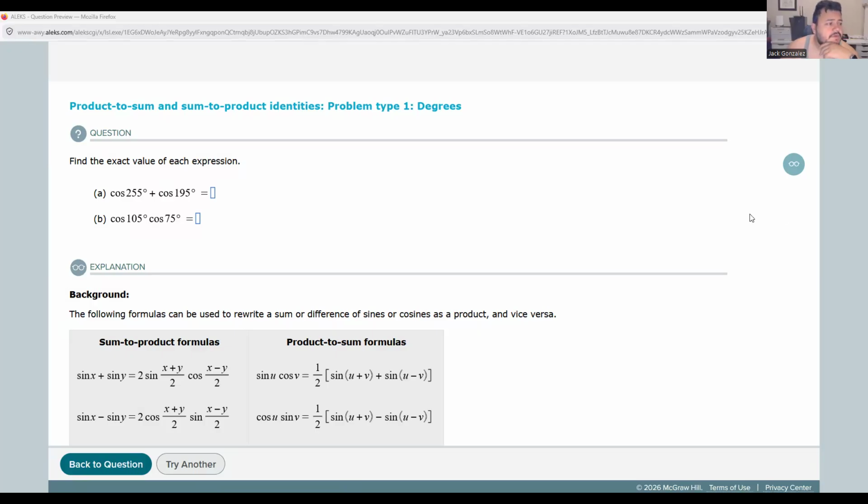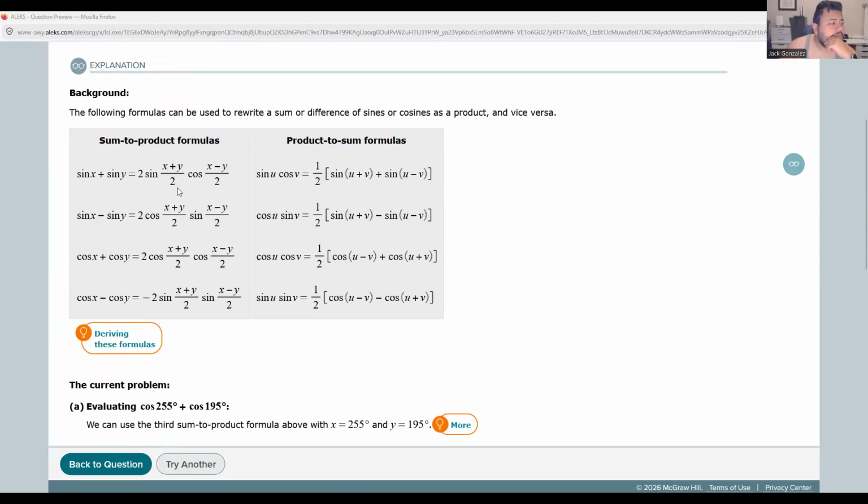Okay, let's get started here. So this is 5.4, sum to product, product to sum. These are the formulas you're going to need. So I would write these down somewhere.